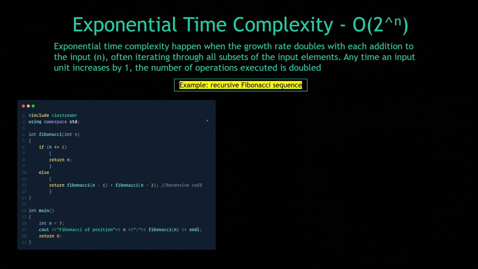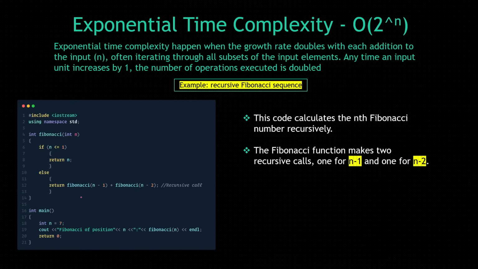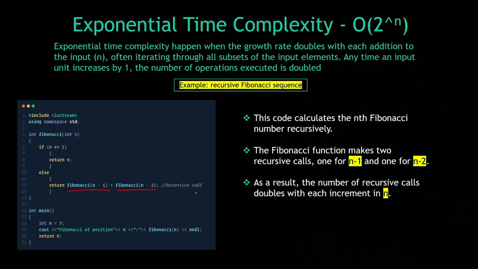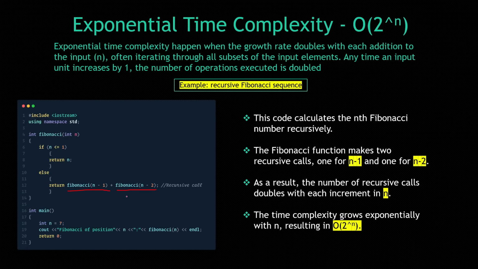Here is the code of the recursive Fibonacci sequence. This calculates the nth Fibonacci number recursively. Here n equals 7, so we need to find the Fibonacci number at position 7. The Fibonacci function makes two recursive calls, Fibonacci n-1 and Fibonacci n-2. As a result, the number of recursive calls doubles with each increment in n. The time complexity grows exponentially with n, resulting in O of 2 to the power n.